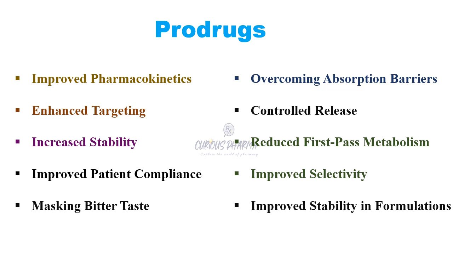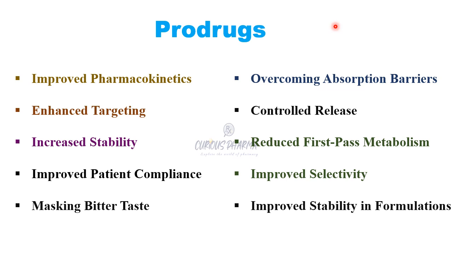Reduced first pass metabolism. Some drugs undergo rapid metabolism in the liver or the gut wall, resulting in low bioavailability. Prodrugs can be designed to bypass the first pass metabolism, improving the drug's bioavailability and efficacy. And improved selectivity. Prodrugs can be designed to increase the selectivity of the drug for specific targets, reducing off-target effects and improving the therapeutic index.